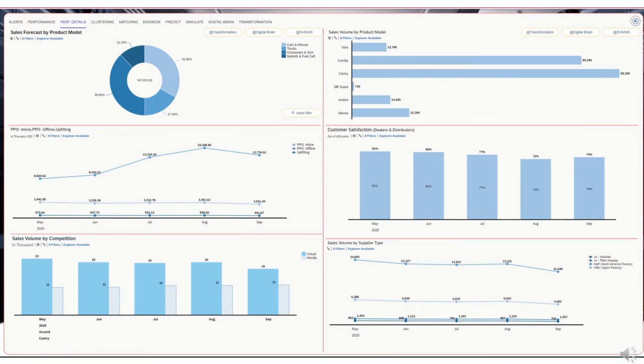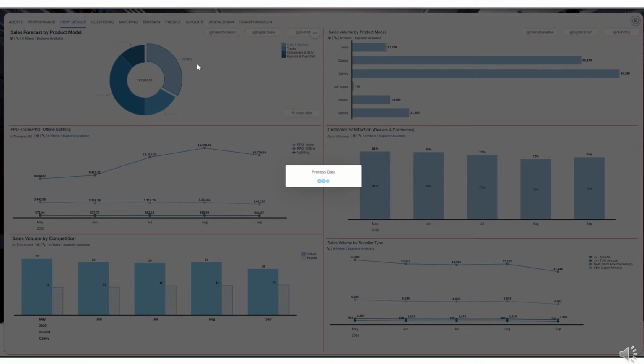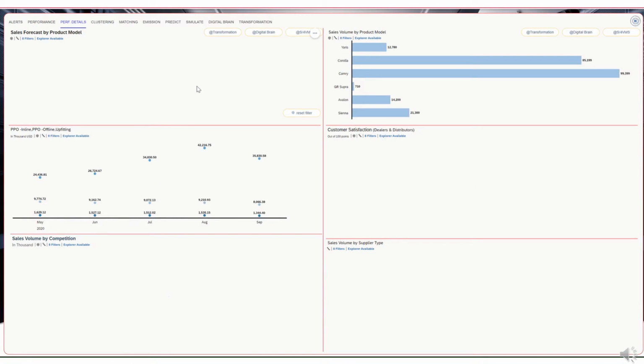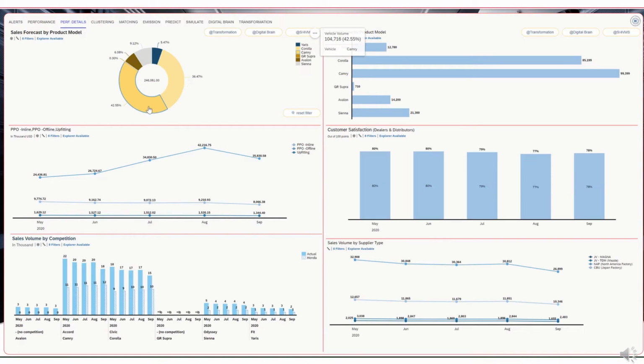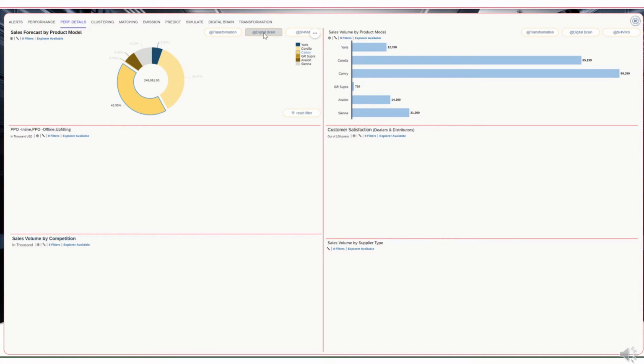This pie chart explains, cars and minivans is one of the main problem children for this profit loss. She can narrow down the target here and identify that the sedan Model 1 is the biggest contributor. However, this does not explain why it happened. Rachel calls Digital Brain for contextual knowledge to better understand the business problem.